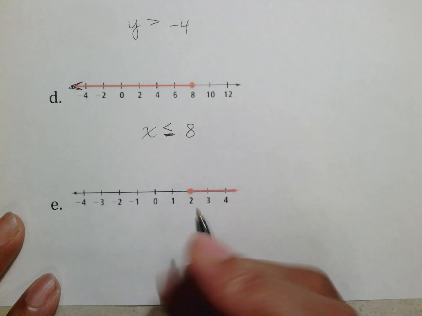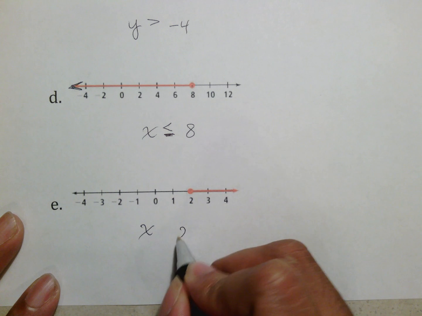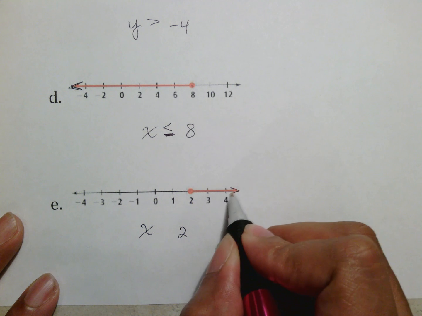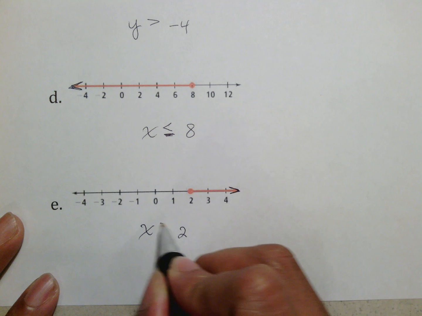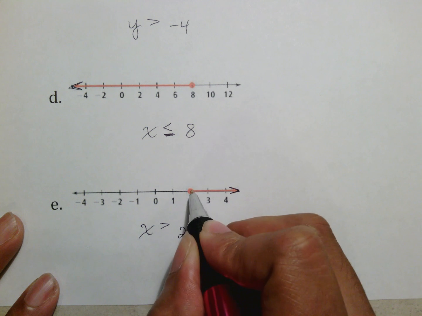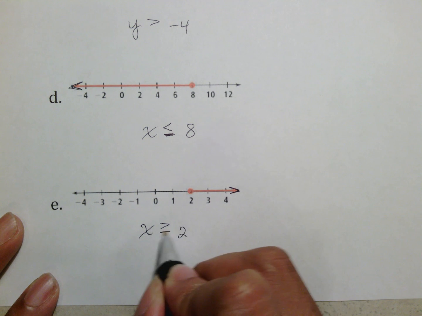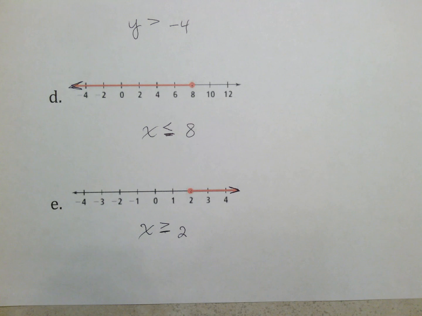E, same thing. Put down your variable. Put down your key number. Look at the arrow tip. Notice that it's pointing that way. And then 2 is actually equal there because it does equal 2, so we put a line under it. And that's all you have to do.